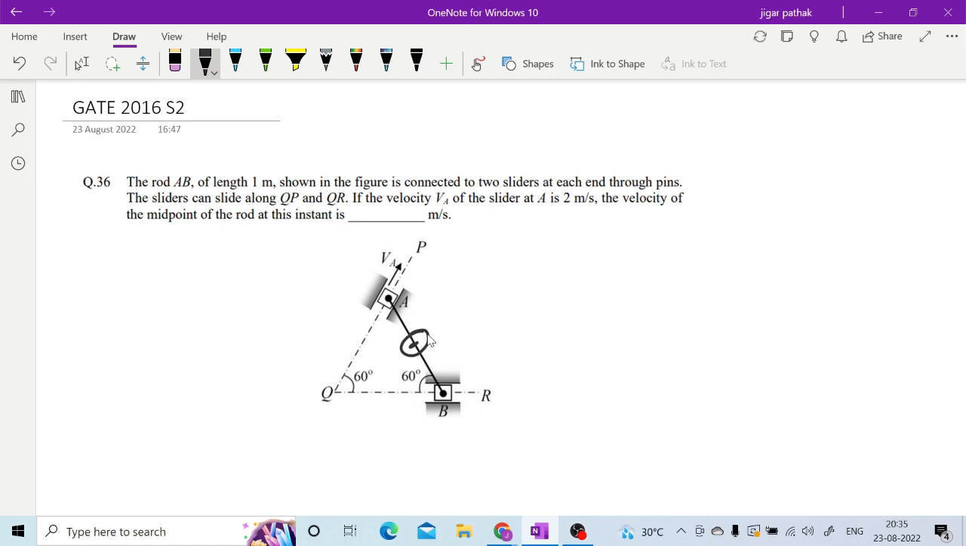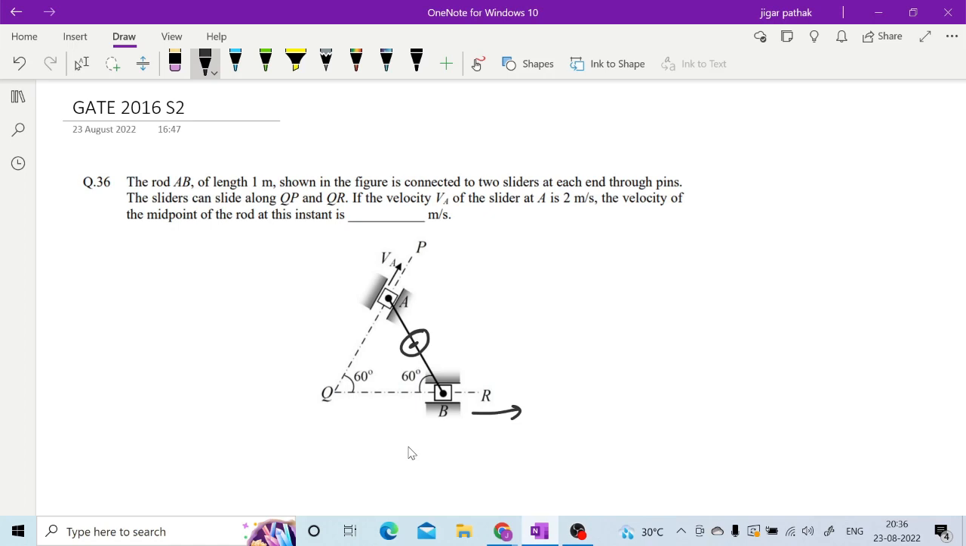Sir, is link R moving? Both sliders are moving, right? Both sliders are moving only. The direction vector is not mentioned. For A it is already mentioned, sir. It's going to be 2 meter per second. Let some others also calculate.